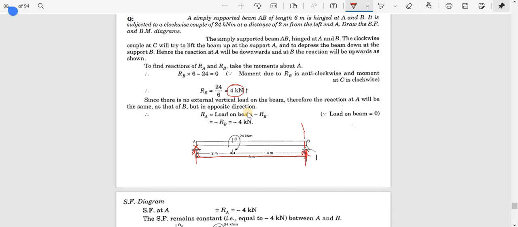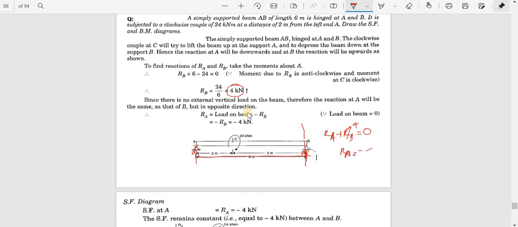Since no external vertical load is coming, again there are no vertical forces. So I have got RA plus RB should be 0. No vertical load is there. I found out RB as 4, so what will be RA? RA is 4, opposite in direction.